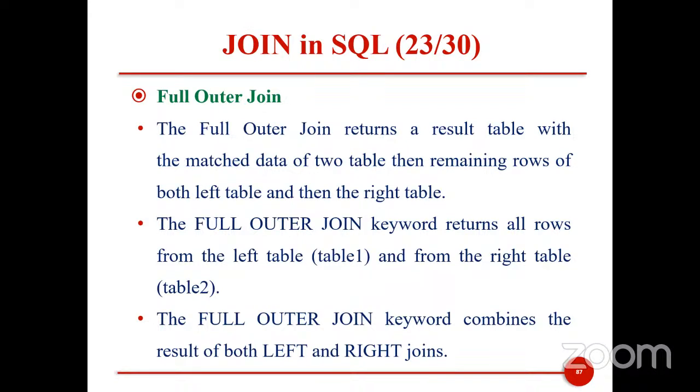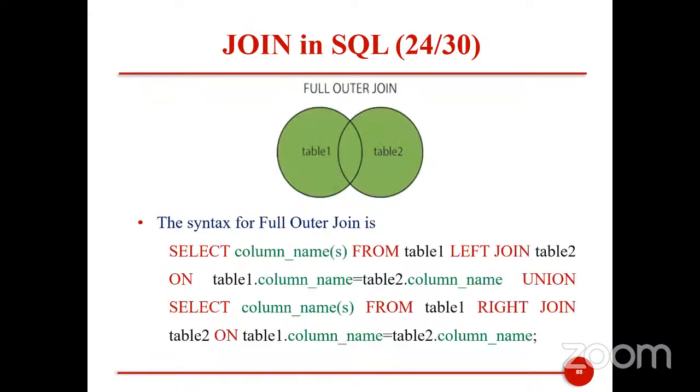So the full outer join returns a result table with the matching data of the 2 tables, then the remaining rows of both the left and right table. What do you call that one? Universal, yeah, the universal of those 2 tables. It will be able to display for you.